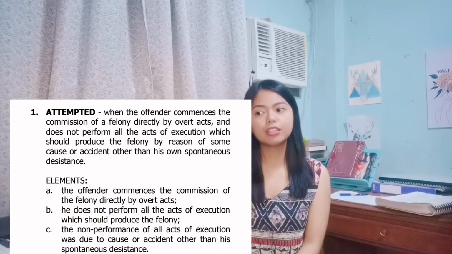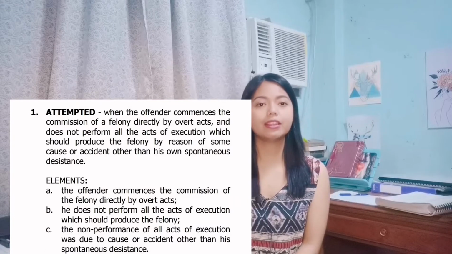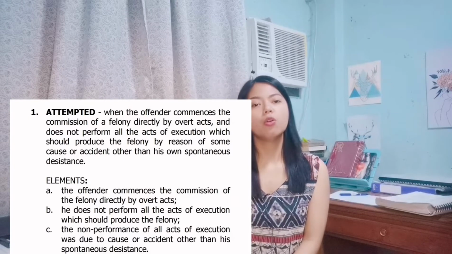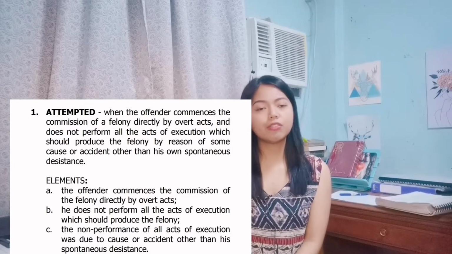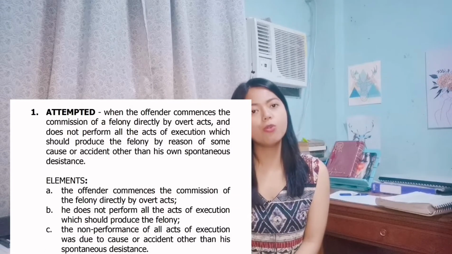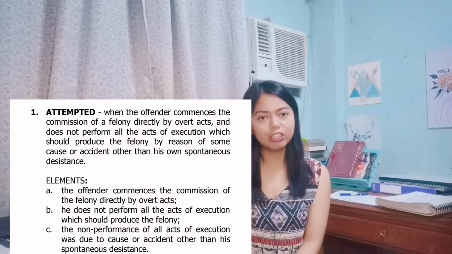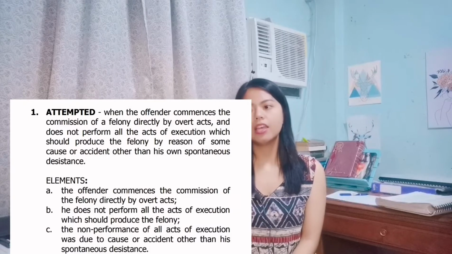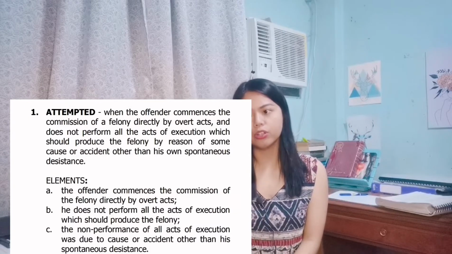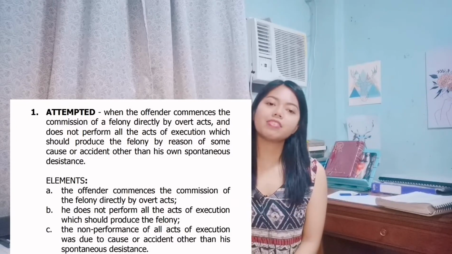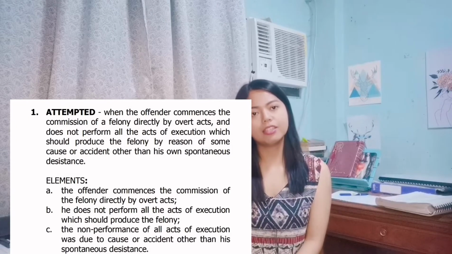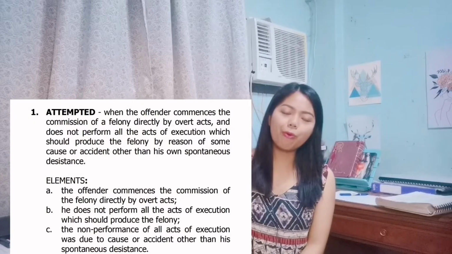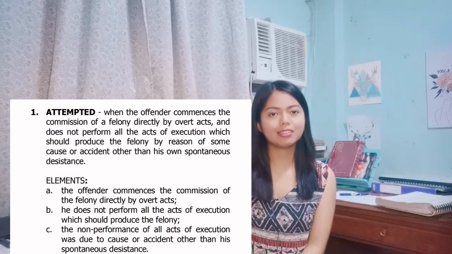It is when the offender commences the commission of a felony directly by overt acts and does not perform all the acts of execution which should produce the felony by reason of some cause or accident other than his own spontaneous desistance. Basahin niyo ulit yon. When the offender commences the commission of a felony directly by overt acts and does not perform all the acts of execution which should produce the felony by reason of some cause or accident other than his own spontaneous desistance. Yun yung definition. Makukuha natin doon ngayon yung tatlong elements ng attempted stage.